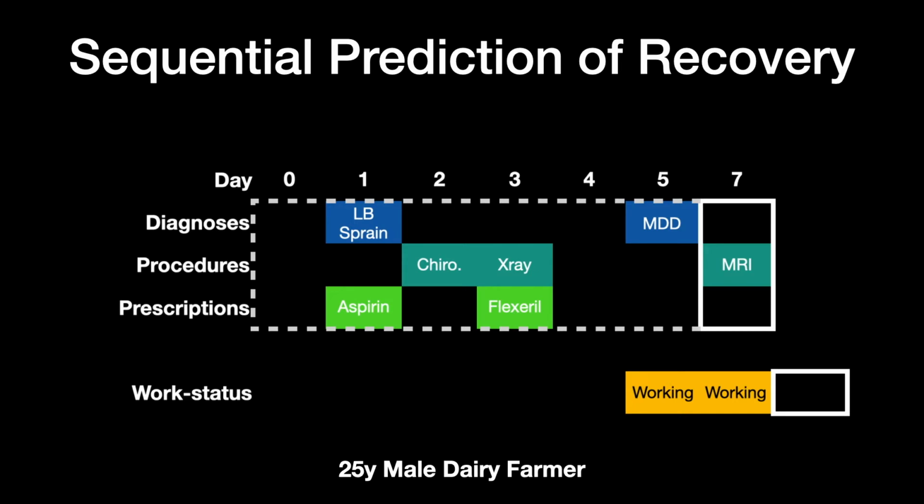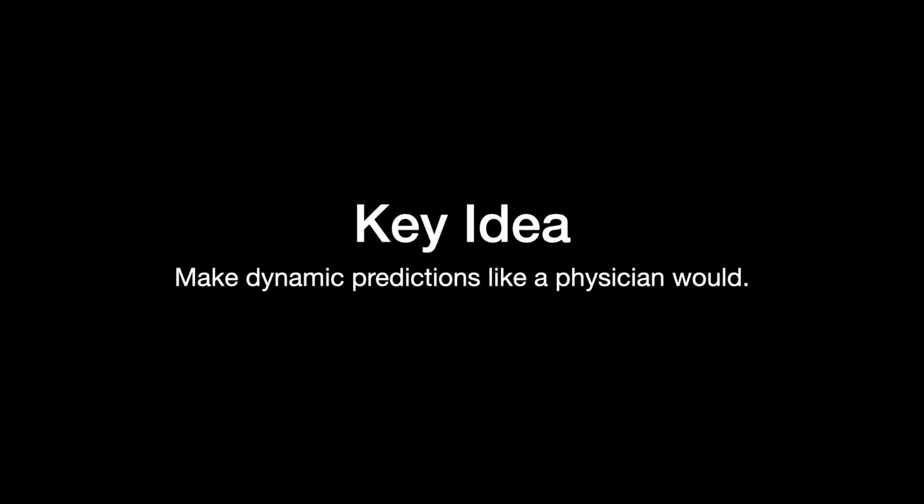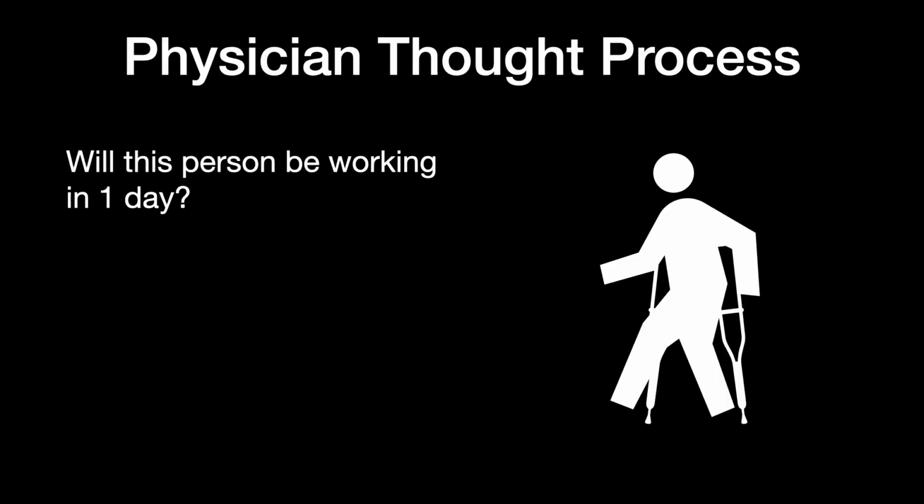So we have two sequences that we want to map to one another. And the key idea here is that we'd like to be able to make dynamic predictions like a physician would. So how would a physician think about this process? Well, one question a physician might have is, will this person be at work tomorrow, right? In a day's time, where are they going to be in terms of their recovery? And this doesn't have to be limited to one day. It could be any number of days.